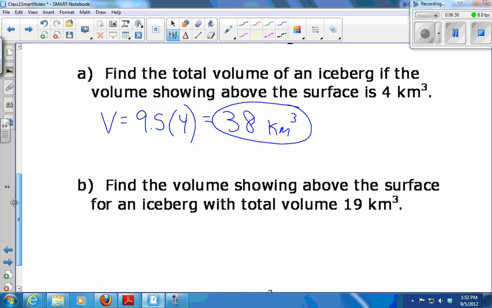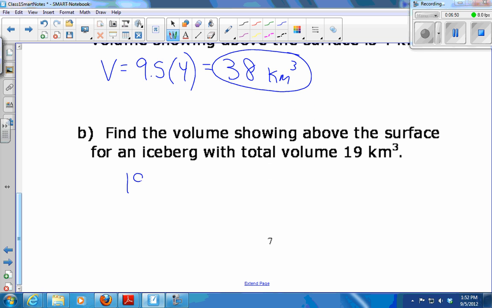Now I want to find the volume that you can see if I know that the total volume is 19. So which variable am I going to replace with the 19? V. Good. So I'm going to have 19 equals 9.5 S. And how do I solve for S? Divide by 9.5. So we get S is 2.